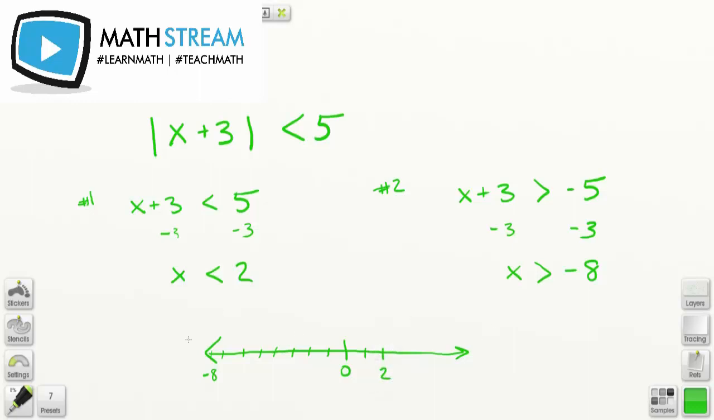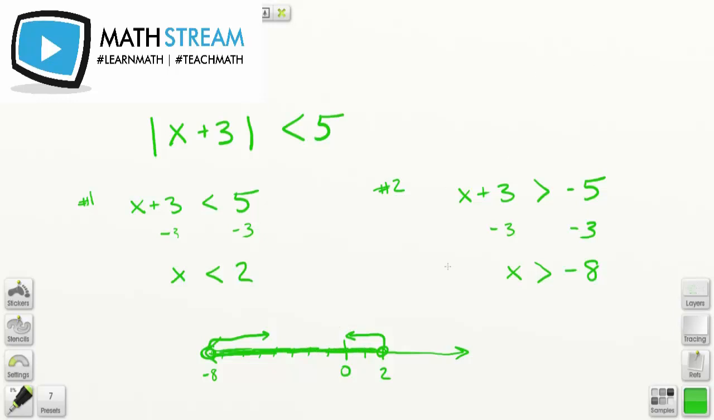But this time my solution set is -8 and above, and +2 and below. So see how these arrows are pointing at each other? What that means is that the solution set is any number between -8 and 2.